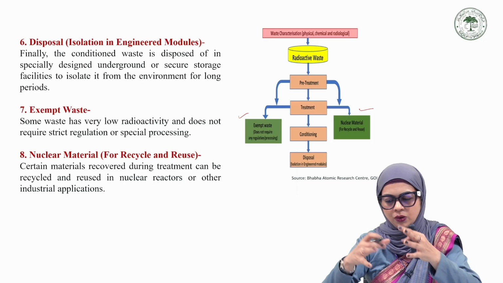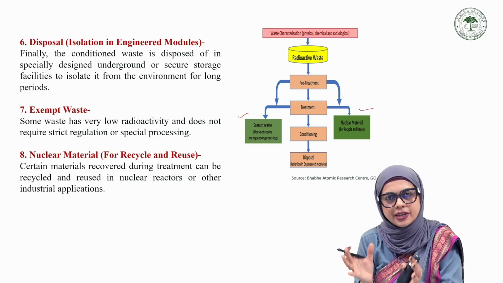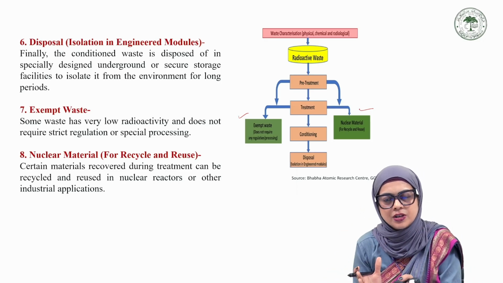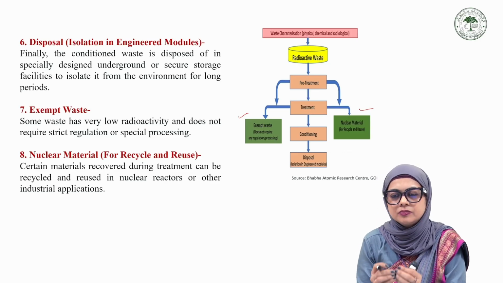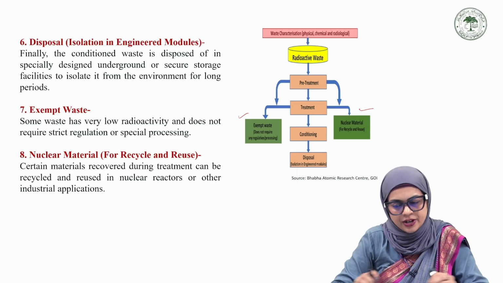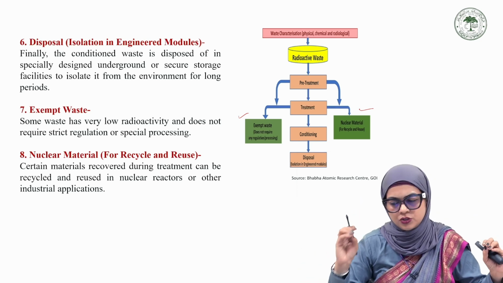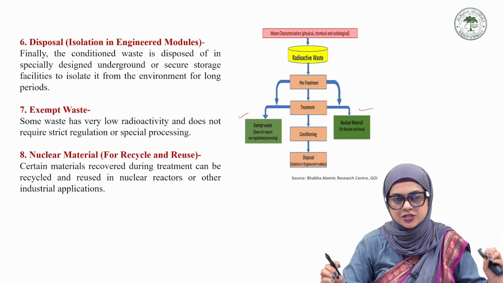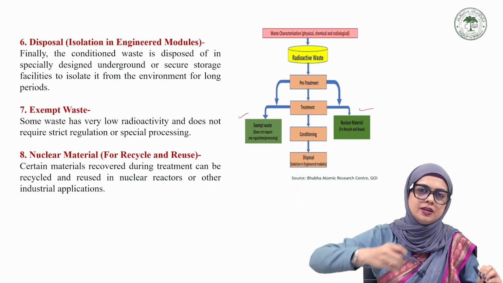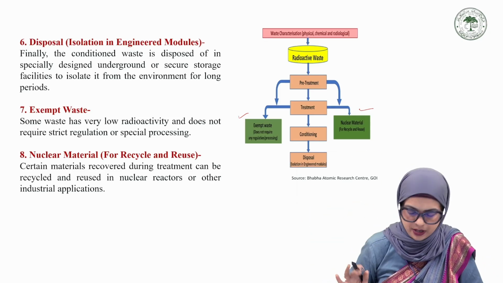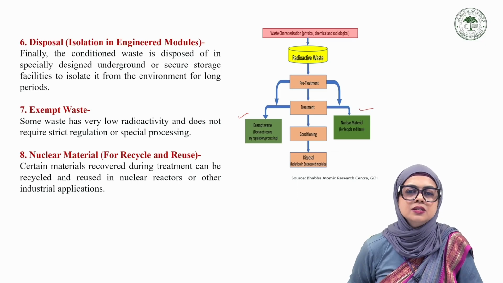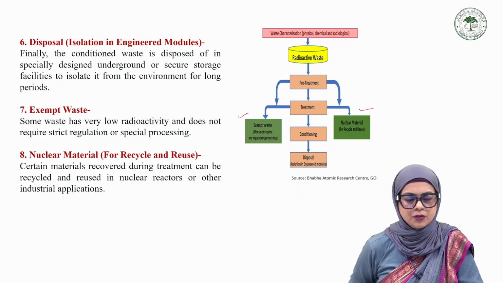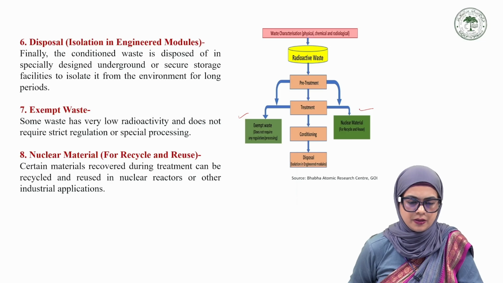So here you see all the treatment in which we are trying to make the nuclear waste very safe for disposal. We're also treating it, reducing it, separating it into exempt waste and nuclear material, which can be reused again in the nuclear reactor or any other industrial application. These are the different steps used in nuclear waste management.